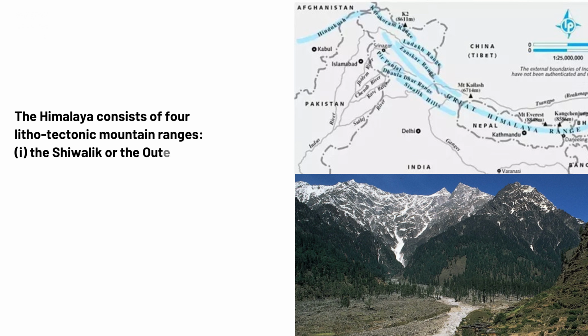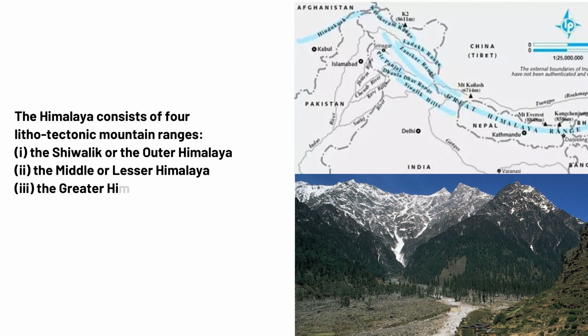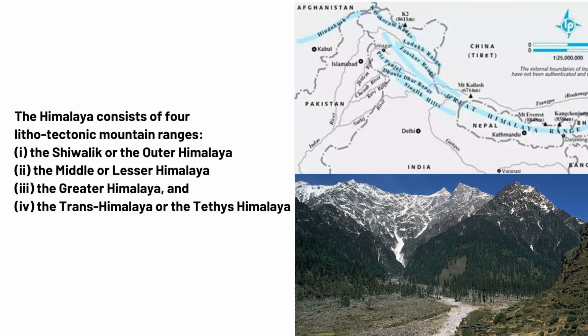As we travel from the south to north, we can see Shivalik or the outer Himalaya, and that is actually the lowest in terms of elevation. Then middle or lesser Himalaya, the greater Himalaya, and the trans Himalaya or the Tethys Himalaya. You can see this on the top right corner. And just below the India's map, you can see beautiful Himalayas and how the valleys actually look like in Himalayas.